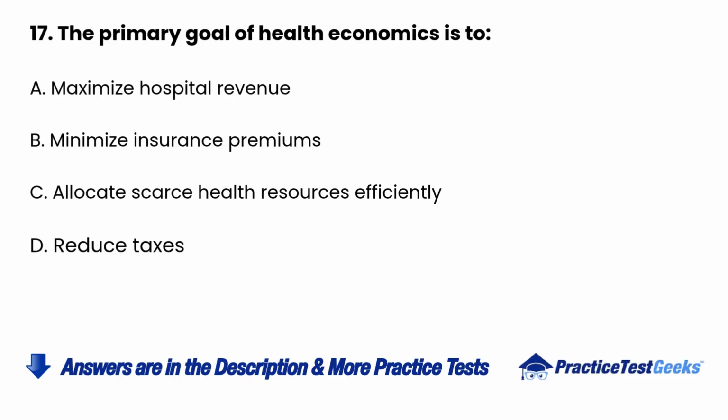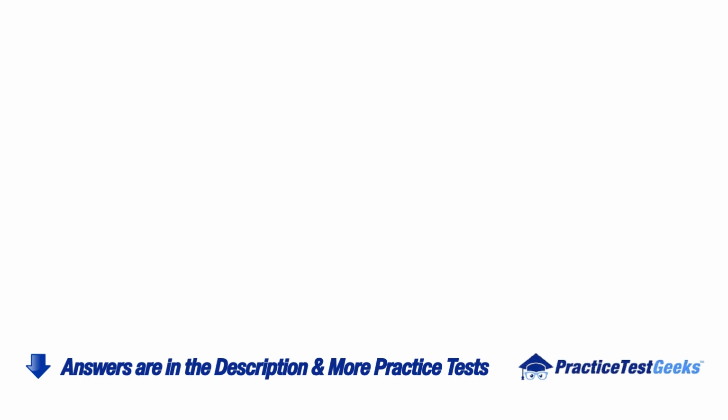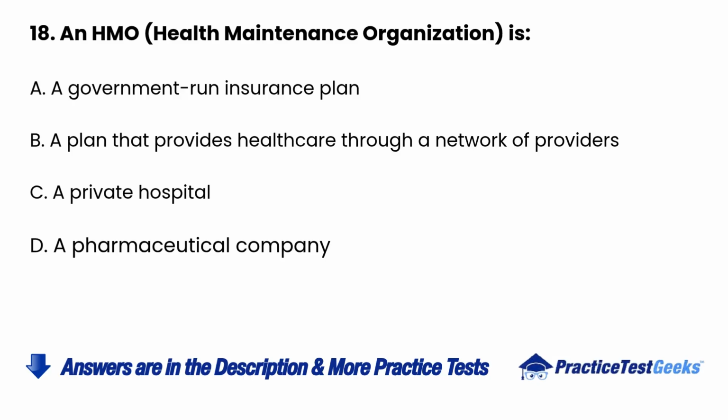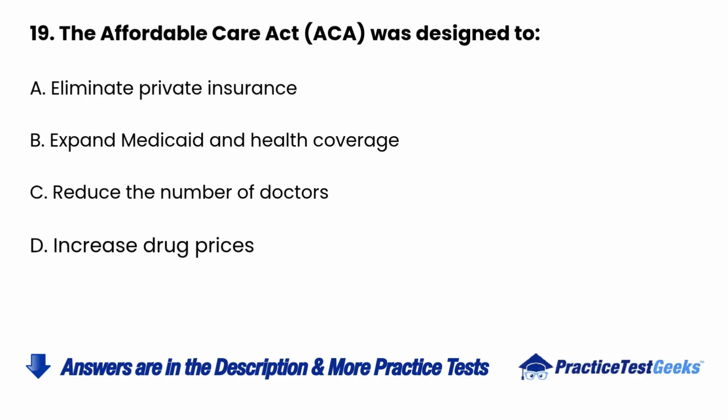17. The primary goal of health economics is to A. Maximize hospital revenue. B. Minimize insurance premiums. C. Allocate scarce health resources efficiently. D. Reduce taxes. 18. An HMO, health maintenance organization, is A. A government-run insurance plan. B. A plan that provides healthcare through a network of providers. C. A private hospital. D. A pharmaceutical company. 19. The Affordable Care Act, ACA, was designed to A.